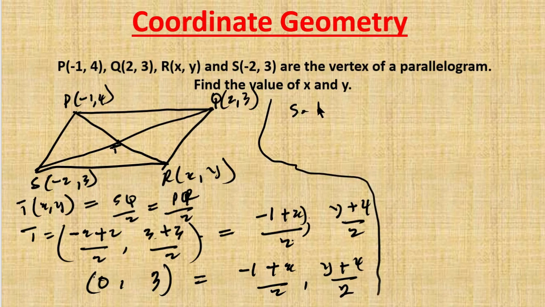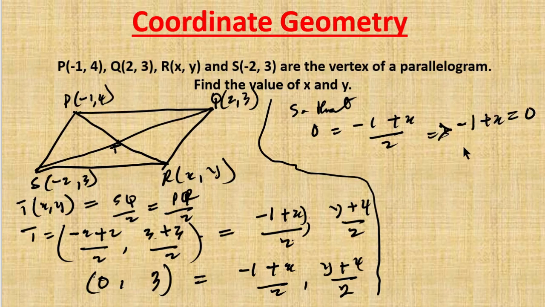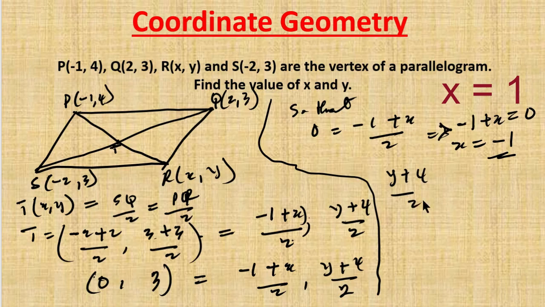So that for my x values, I'm saying that 0 is equal to (-1 plus x) over 2, which implies that -1 plus x is equal to 0, then x will be equal to 1, and (y plus 4) over 2 is equal to 3, so that y plus 4 will be equal to 6, and obviously y will be the same thing as 6 minus 4, so that y is equal to 2.